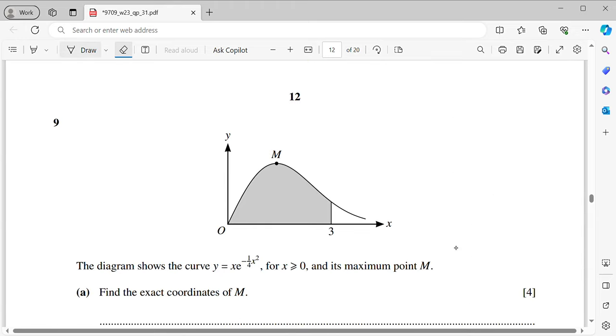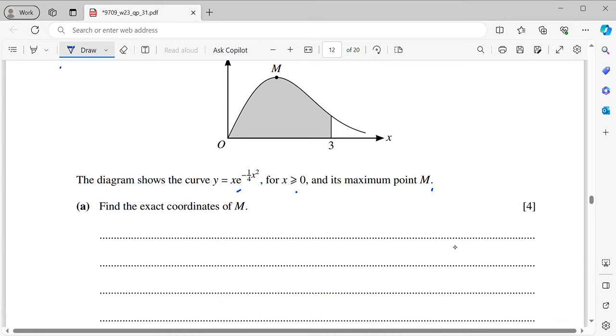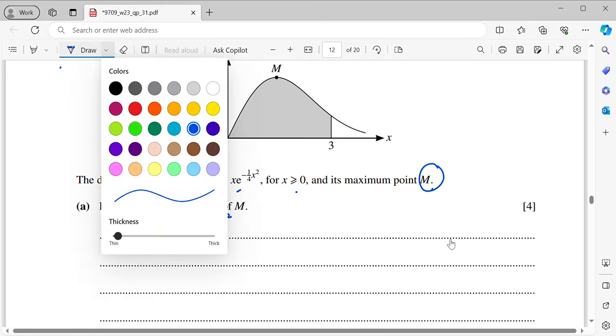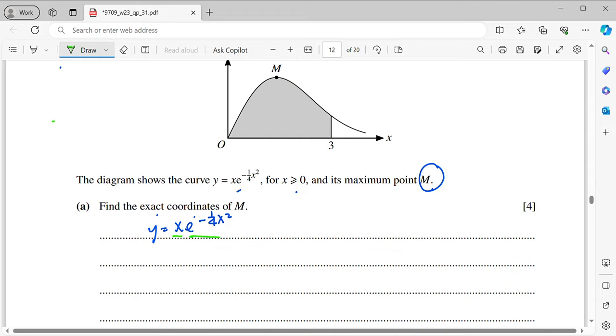Now, next question number 9. The diagram shows the graph y equals to x times exponential negative 1 over 4 x squared for x greater than or equal to 0, and the maximum point M. Find the exact coordinates of M. So since M is the maximum point, it means that we need to get dy/dx equals to 0. Now your y is x e^(-1/4 x^2). So obviously, this is the product of two terms. Therefore, to get the dy/dx, you need to apply the product rule. So the product rule is d/dx (uv) equals to uv' plus vu'.